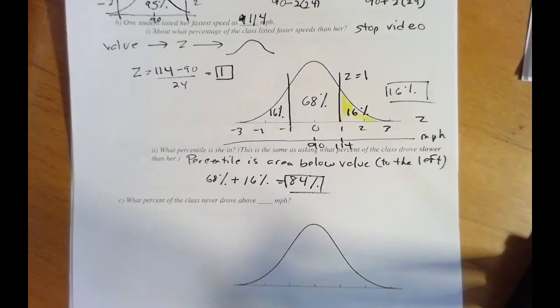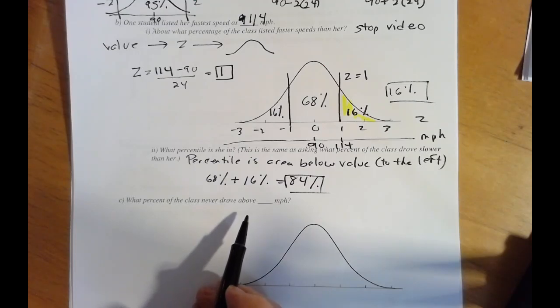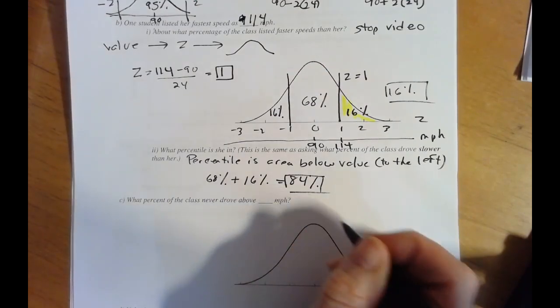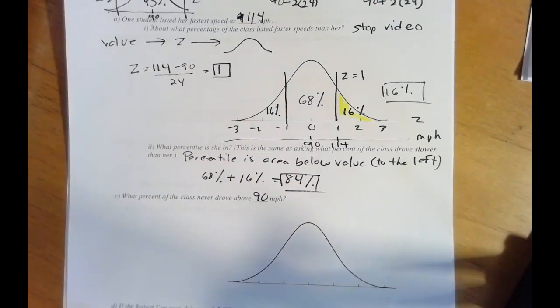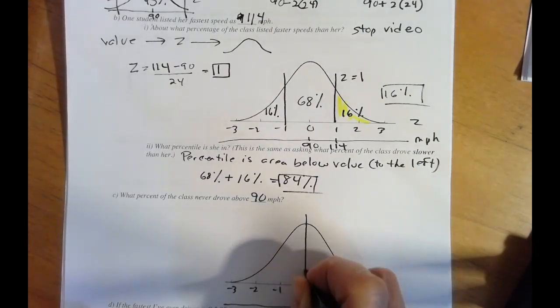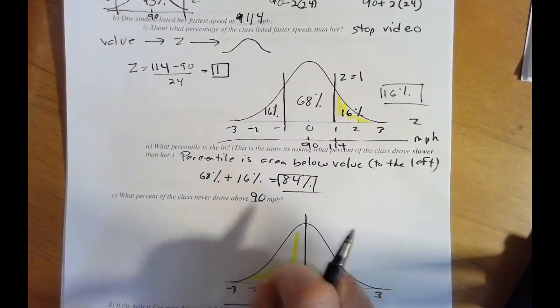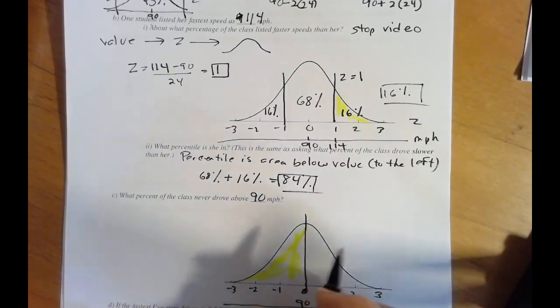All right, now let's just do one more simple one. What percent of the class never drove above, let's just pick a really easy one, 90? Okay? So here we have the normal curve, and 90 is in the middle. So now you can see that we're just interested in this area. So it's pretty obvious that the answer is going to be 50%.